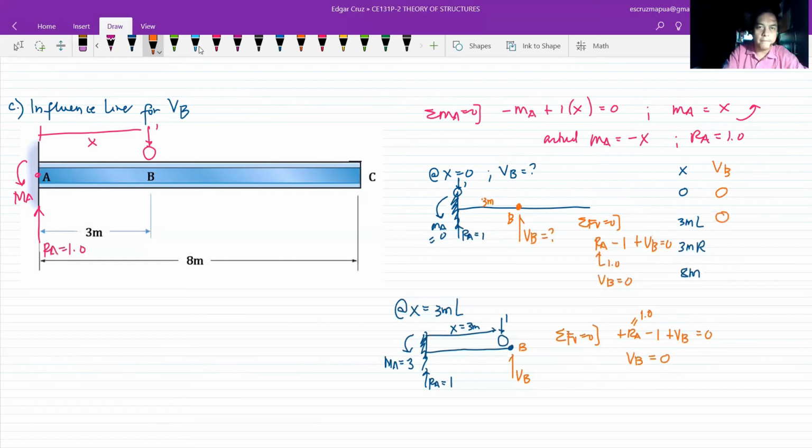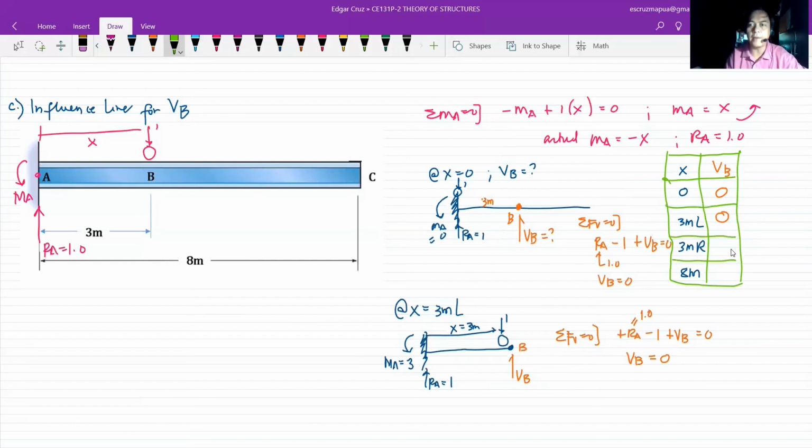Okay? So, we're having this table. Bubuin natin yung table na to para maiplot natin yung influence line mamaya. Okay. Next, what about at X equals 3 meters right after point B? So, tawagin ko siyang 3 meters sa right side, 3 meters sa right side ng point B. So, ano itsura nung cut section natin doon?